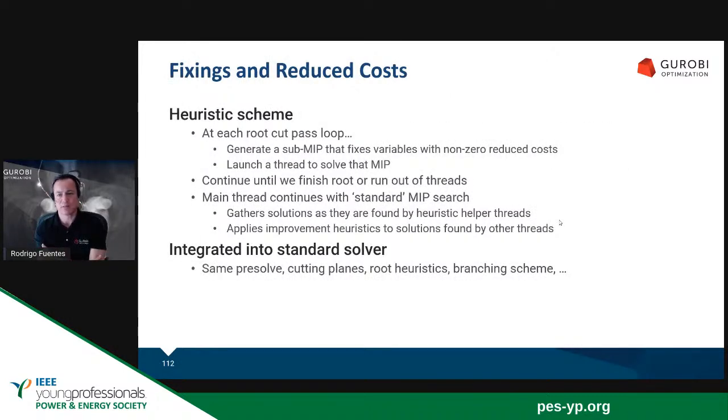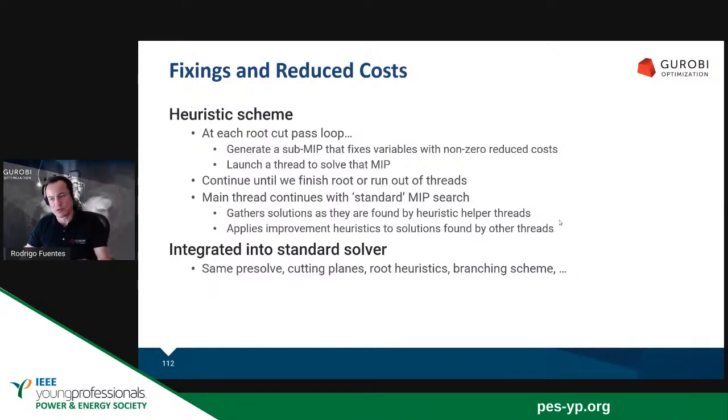So let's talk a little bit more about the heuristics scheme. We're going to go into a little bit of detail on this. At each root node, every time we make a pass to cut the feasible region, we generate a submip that fixes the variables with non-zero reduced cost. Those are variables that improve the solution of the problem. Then for each of those submips, we spawn a new thread to solve only that problem. We're going to do this for every cut and every submip as many times as we have available threads, or until we finish our root node.